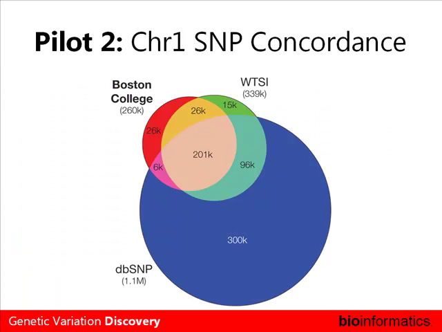Now, if we actually look at the concordance between dbSNP, our calls, and the Sanger Institute, we see the majority are actually shared between all three data sets. But then you see some elements like 6,000 of the SNPs were not in the Sanger set, but were in ours and dbSNP, and then 15K were in their set, but not in ours. You can have a lot of fun with Venn diagrams.